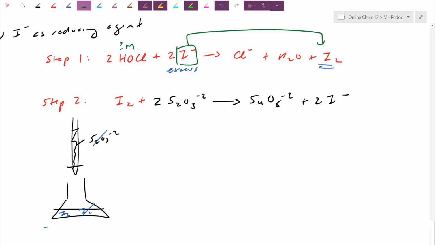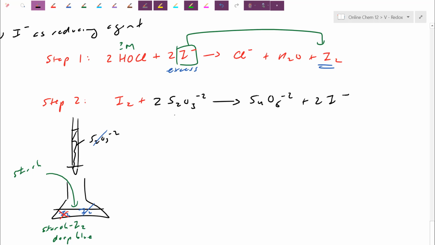Usually what we use is a starch indicator. Starch and I2 complex ends up as a deep blue color. So you add starch, right? It already looks blue because I have a bunch of I2. You steadily drop in this thiosulfate, you steadily kill off the I2. Once all the I2 is gone, the starch can't complex with I2 anymore. It's not going to be a deep blue solution anymore. And in that situation, we're going to stop at that point.